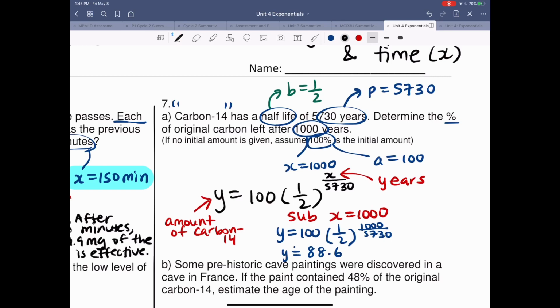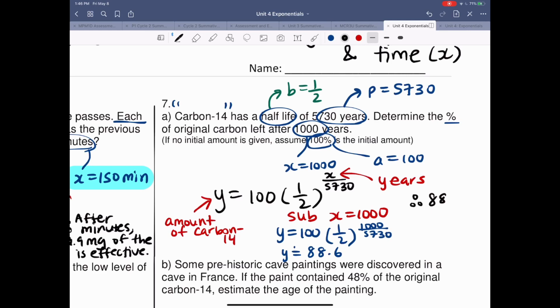Make sure when you're writing your therefore statement, you're trying to make sense of all of this. Basically, you started off with 100% and you're left with 88.6%. Pay attention to the wording of the question. It says determine the percent of original carbon left. That means I can write the 88.6 as is, instead of having to do any subtractions. Because for example, what if they said how much of the carbon was used up? Then you would have to subtract 100 minus 88.6 to make it work. So make sure you have a full understanding of what's going on and then write your therefore statement.